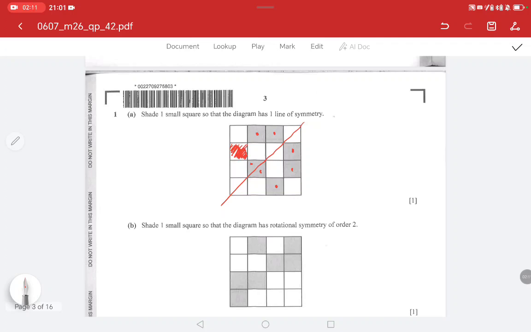Next one, 1b, we need to shade again one small square, but this time to have a rotational symmetry of order 2. Order 2 means that if you rotate the shape 360, it will be the same 2 times. In different words, it will be similar if you rotate 180. So if you rotate it 180, it will be the same. In this case, you'll find that this one is here and this one is there. You'll discover that this one needs another one here. So if you rotate 180, it will be the same.